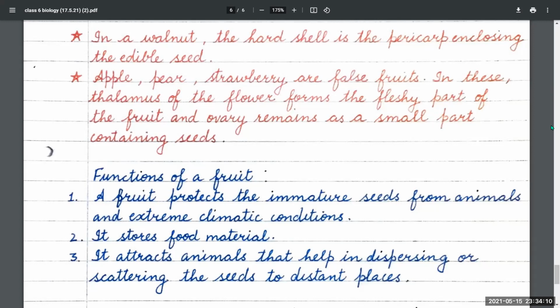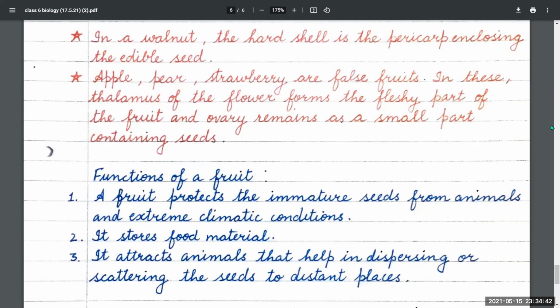Now comes the functions of a fruit. A fruit protects the immature seeds from animals and extreme climatic conditions. It stores food material. Also, it attracts animals that help in dispersing or scattering the seeds to distant places.